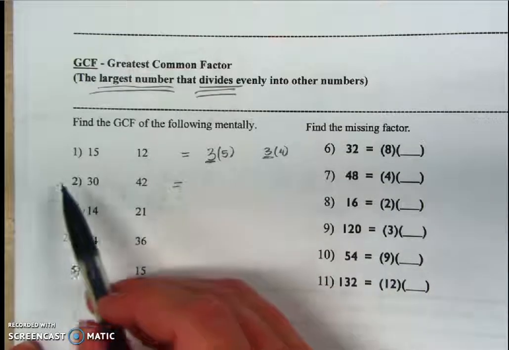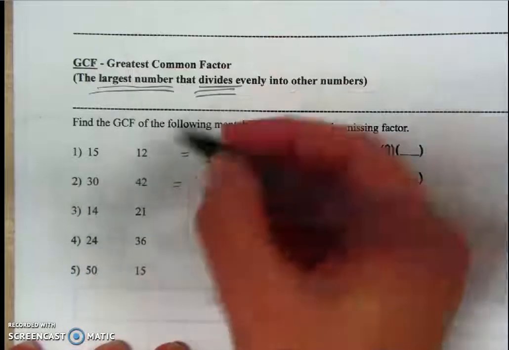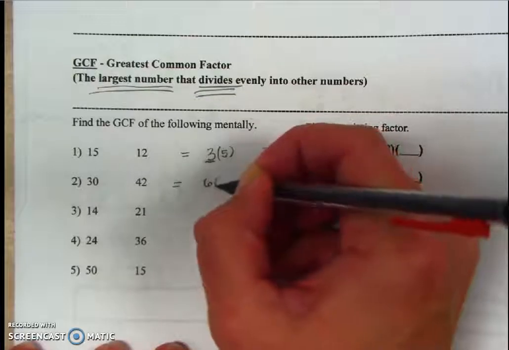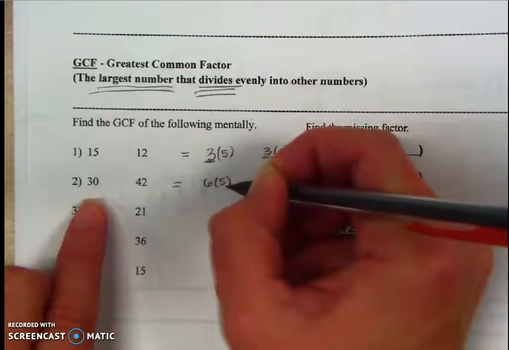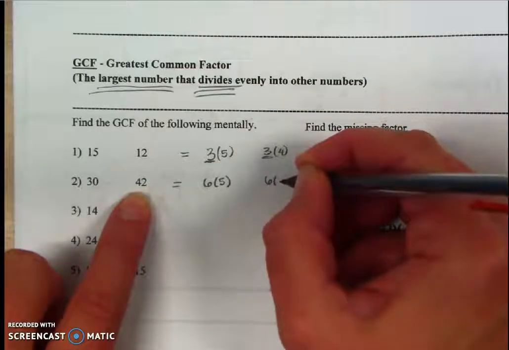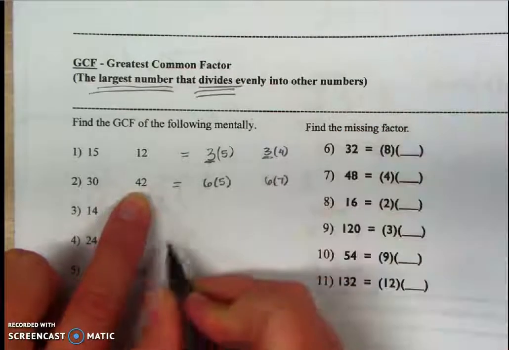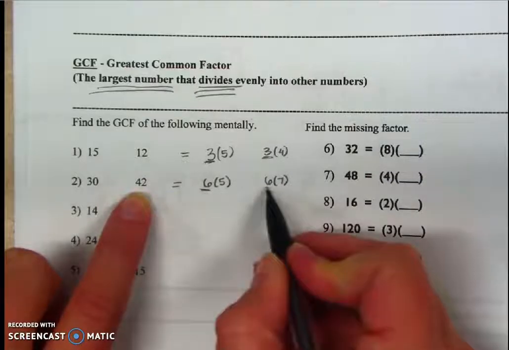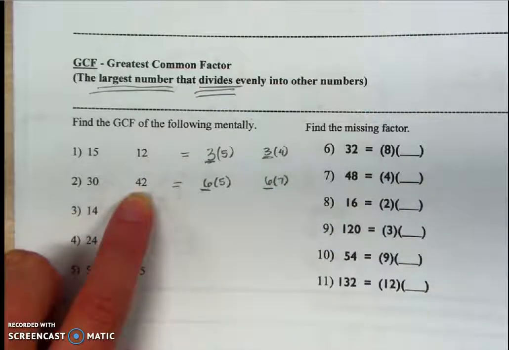What about 6? I could take 6 out of this. So let's write that one down. 6 times 5 would be 30. 6 times, what would that one be? 6 times 7 would be 42. So it looks like 6 might be our biggest number there, because we can't take anything out of 5 and 7.